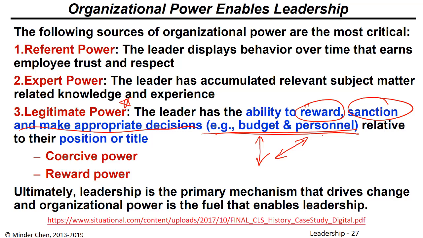And legitimate power also has two sides. One is coercive power, to penalize somebody or to sanction someone, and the reward, a more positive power to encourage someone to perform. So ultimately, leadership is the primary mechanism that drives change, and the organizational power is the fuel that enables leaders to perform their functions.